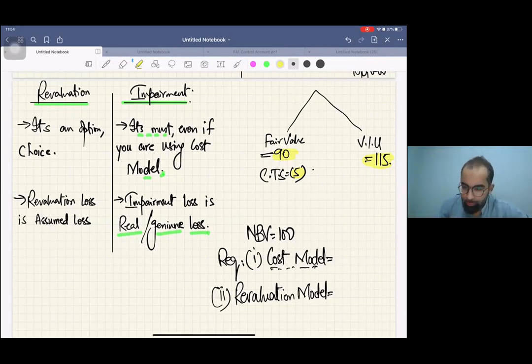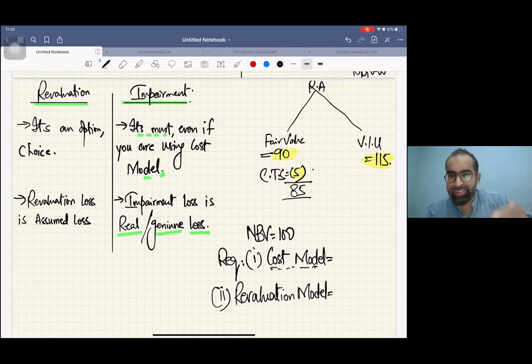First of all, in cost model, you don't need any revaluation. So forget about the revaluation, the fair value thing, leave it. But yes, in cost model, we do impairment testing. For impairment testing, we compute recoverable amount, RA, and RA is the higher of these two. Your value in use is 115, and your fair value less cost to sell is 85, since 90 minus 5 is 85.